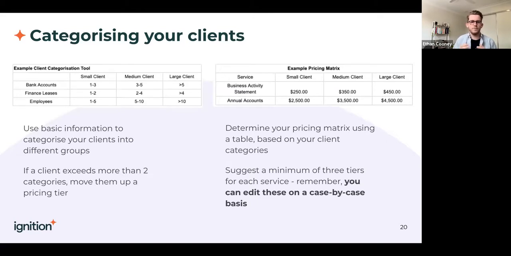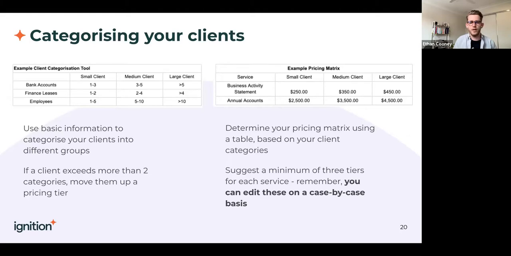What's really helpful is putting together a categorization tool and a pricing matrix to group your clients into different buckets based off certain parameters around finance leases, number of employees, bank accounts, and so on. And then aligning those to the different services that you're offering, so your annual accounts, your BAS or your tax returns. Being able to work out roughly what it will cost you to deliver those services to each of those different sizes of clients will give you that framework.